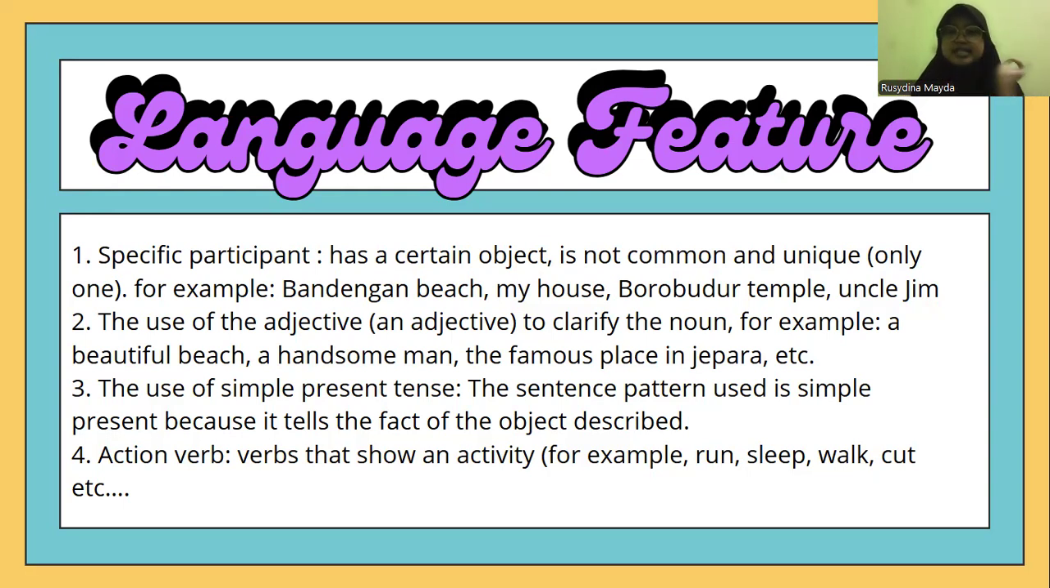Number two is the use of adjectives. An adjective is used to clarify the noun. For example, a beautiful beach, a handsome man, a famous village in Jakarta, and etc.